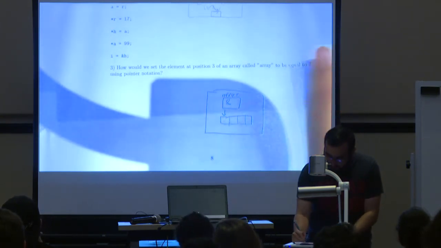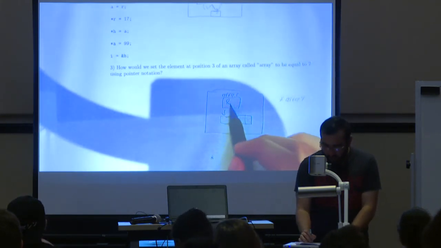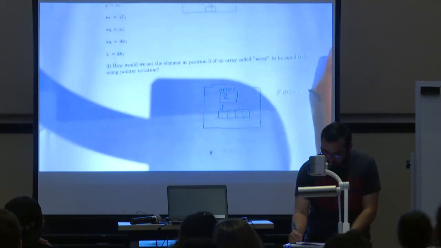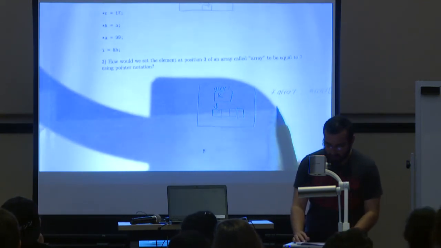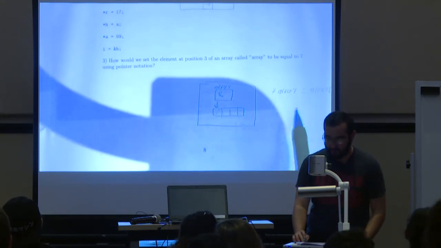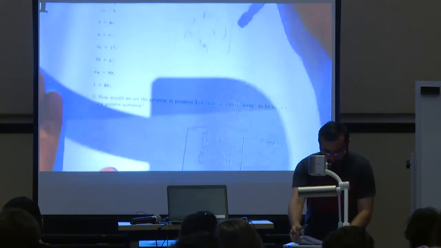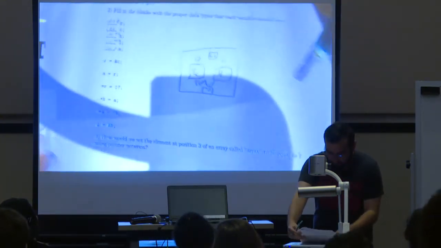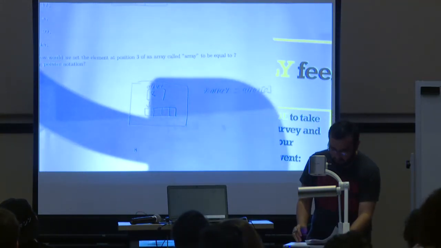So if we dereference array, if we just say star array, what we're saying is go to what array is pointing to. Well, that's just this first cell. So star array is the same thing as array sub 0. All we're saying is just go right to the thing array is pointing at. So star array is equal to array sub 0.